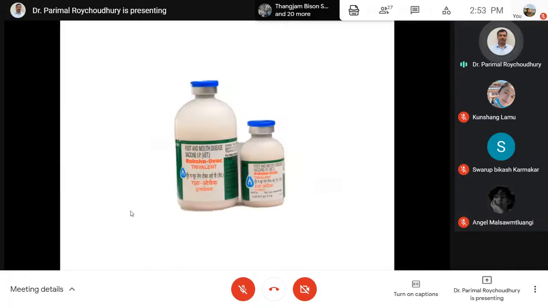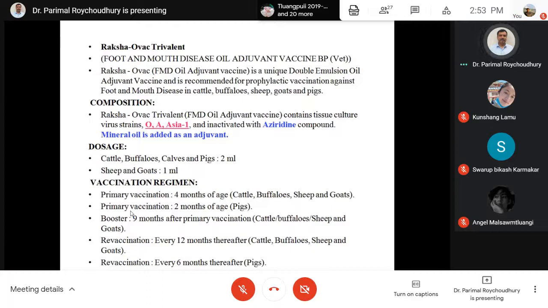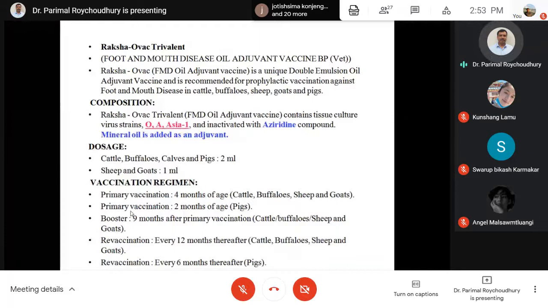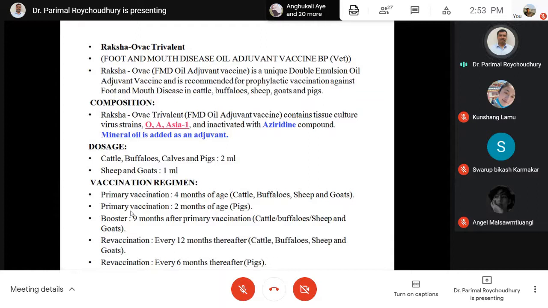However, in certain countries, they are planning for more different types of vaccines, like virus-like particle and adjuvanted vaccines, for controlling the disease. And these are all under laboratory conditions only. No commercial vaccines are available. So it is only the inactivated vaccines which are practiced globally.